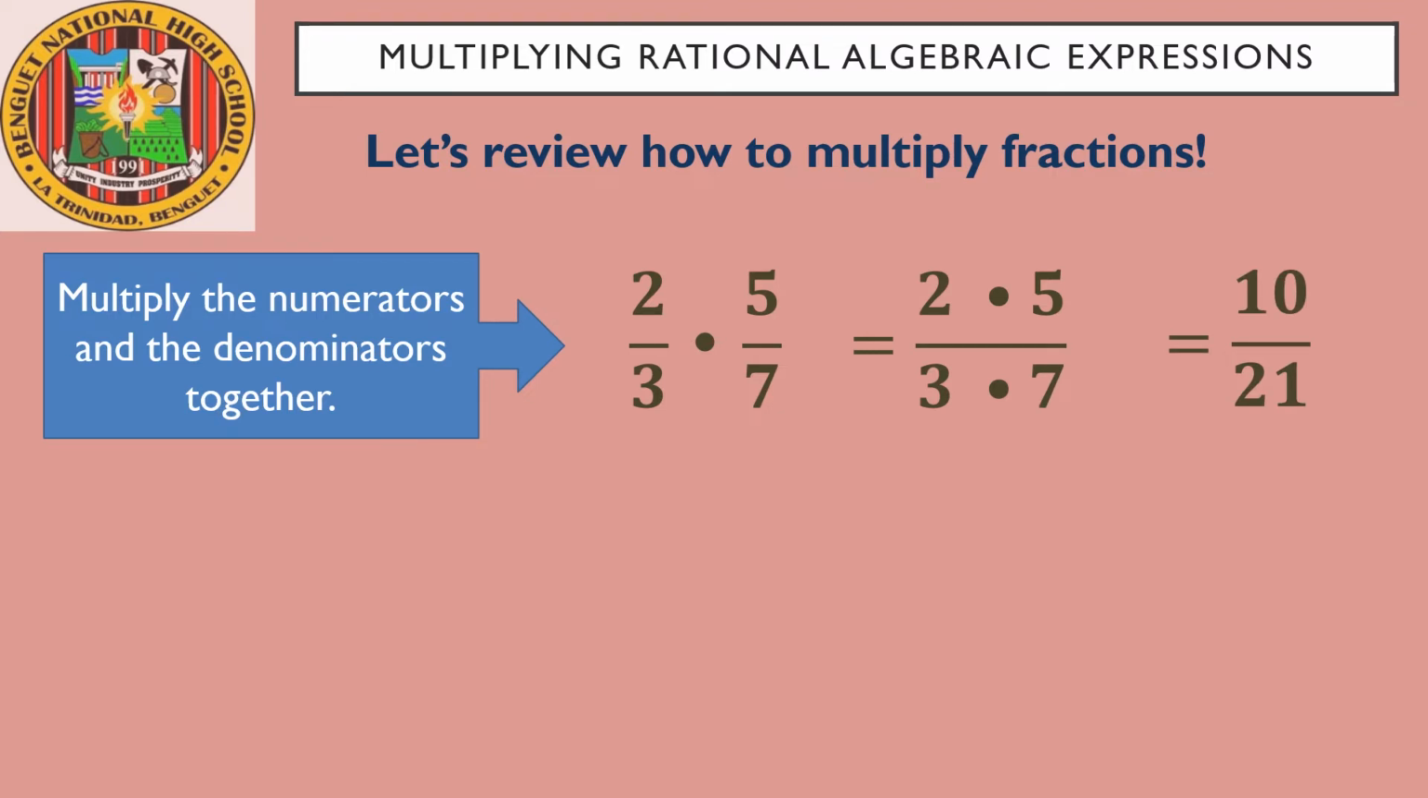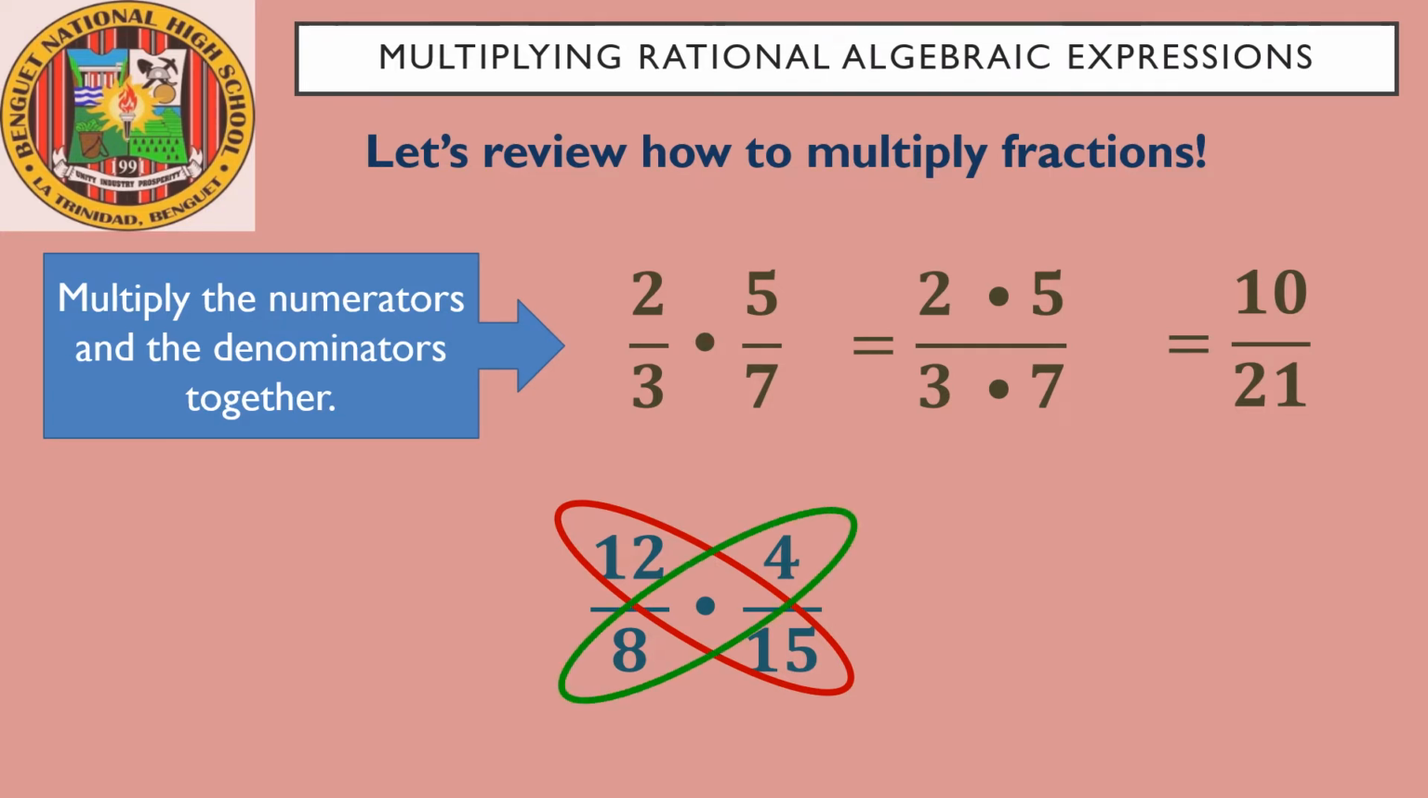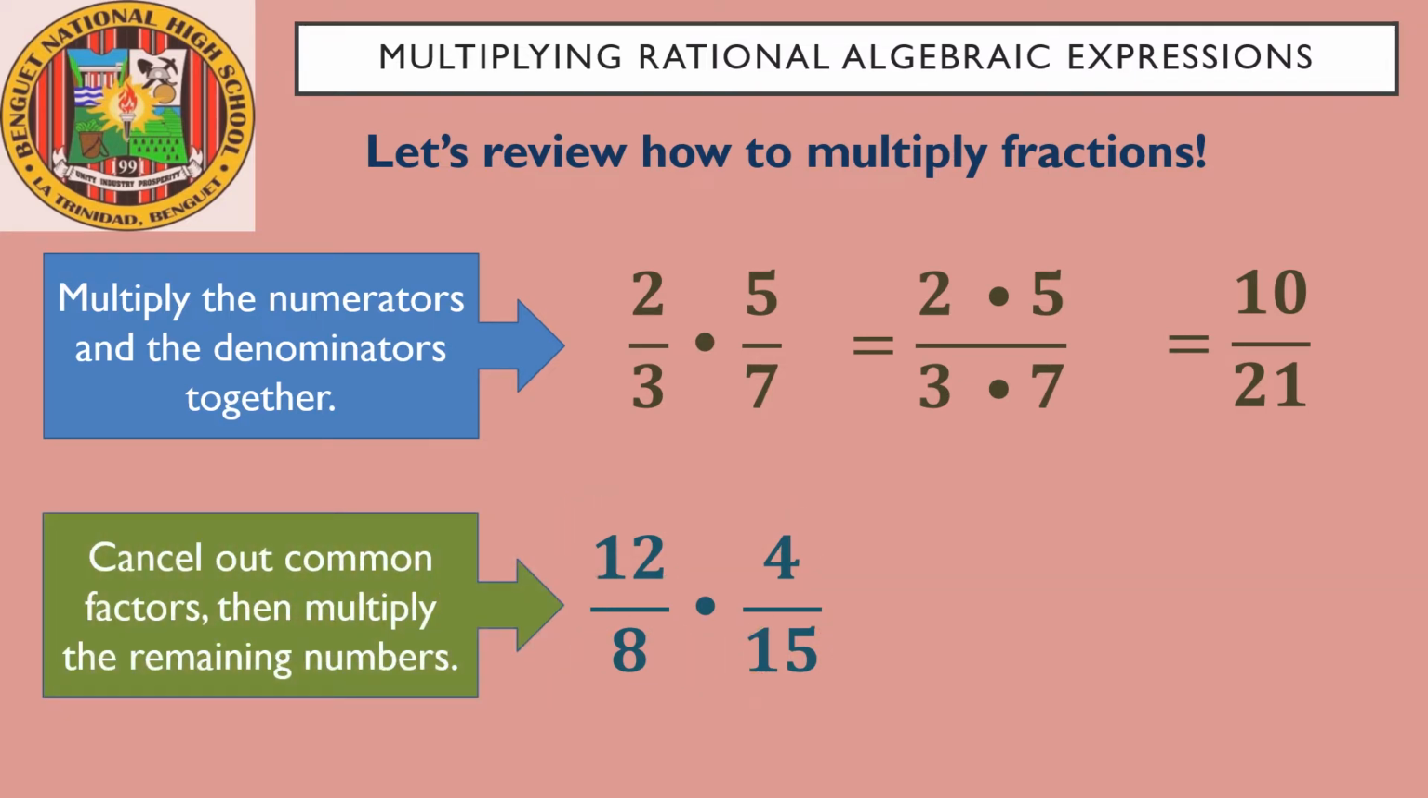If the fractions have common factors, especially between the numerator of the first fraction and the denominator of the second fraction, and the denominator of the first fraction and the numerator of the second fraction, then we can first cancel out these common factors, then multiply the remaining numbers. Here, we observe that 12 and 15 have a common factor, which is 3, so we factor that out. We also see that 4 and 8 have a common factor, which is 4, so we also factor that out.